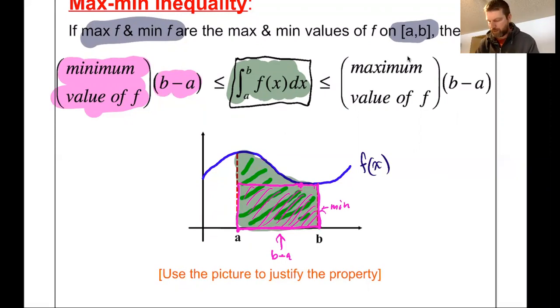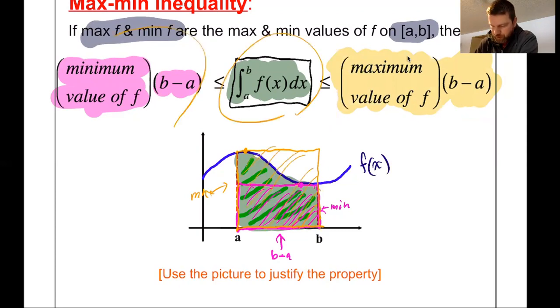And then this one on the right, let's see if I can do that in this color. This one on the right is the same idea, except it's a maximum value of f times b minus a. Well, the maximum value, on the graph, I'd say that's right about here. If I take that height, the max value, times the same b minus a, I'll get this rectangle, which is clearly larger than both of the other two.